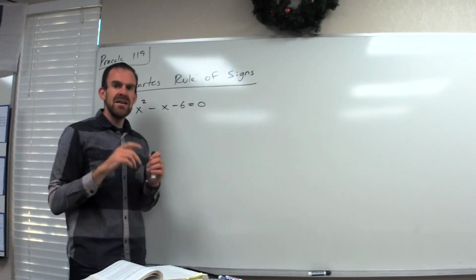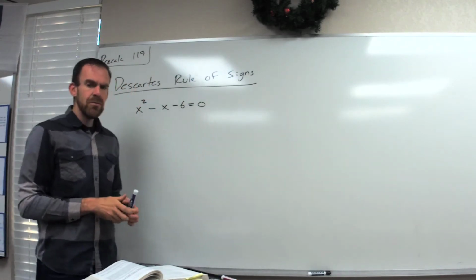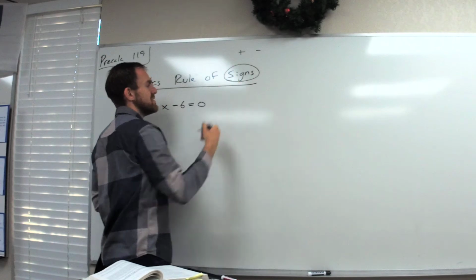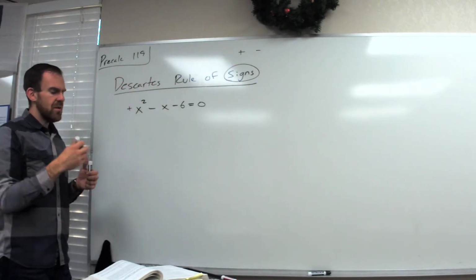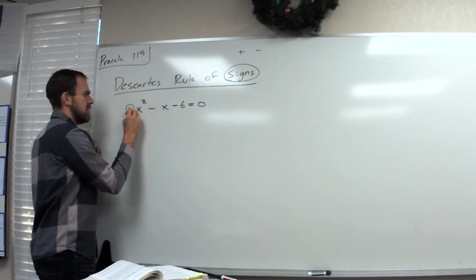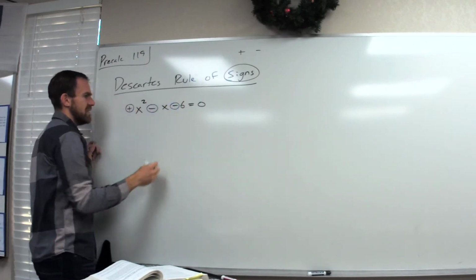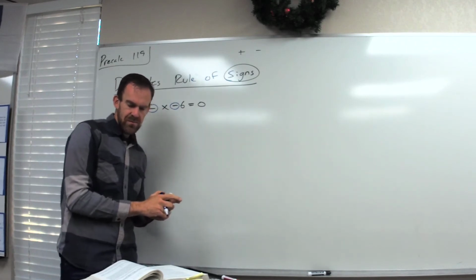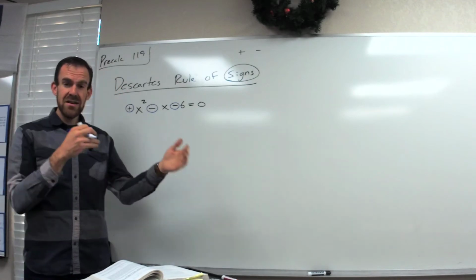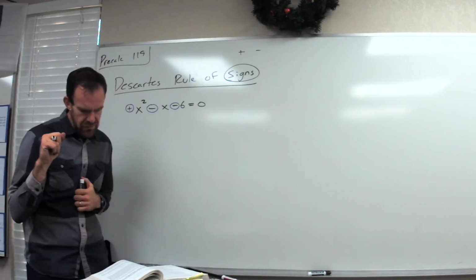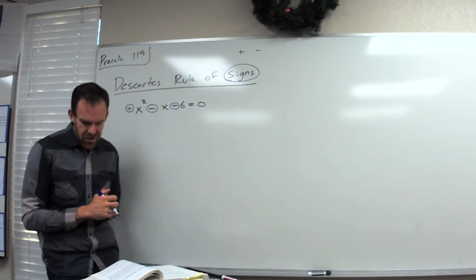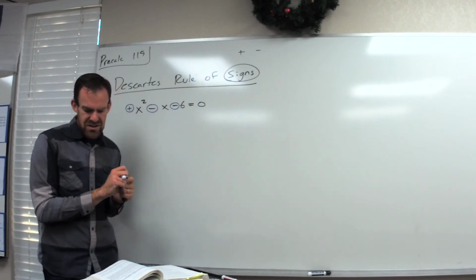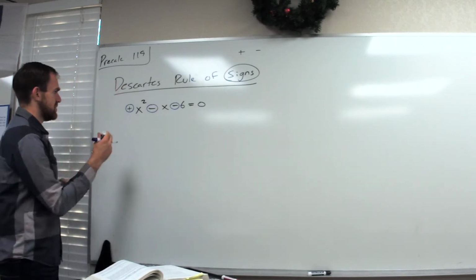Descartes' rule of signs tells us this. And it really has to do with the signs, so that's plus or minus signs in front of each term. So in this one, we have a plus, we have a minus, and then we have a minus. So Descartes' rule of signs says the number of positive real roots of a polynomial equation with real coefficients, so that means we don't have any imaginary numbers, equals the number of sign changes in the polynomial p of x.